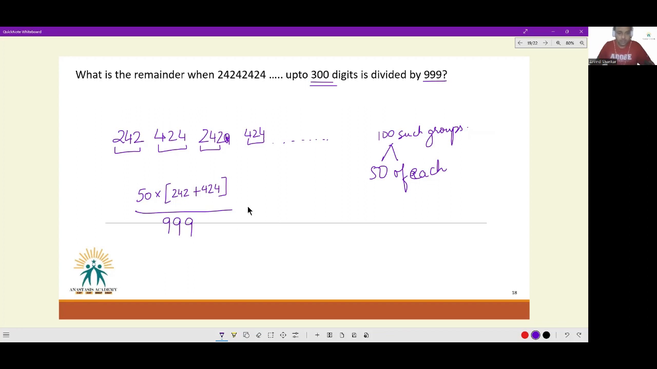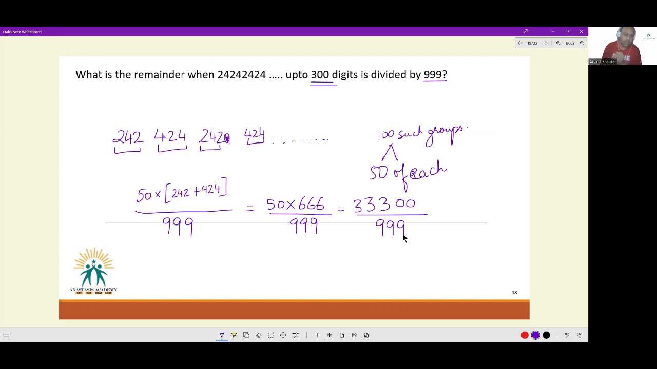And this has to be eventually divided by 999. If we add it up, we get 50 into 666 by 999. Now 666 into 50 is as good as 33300 by 999. So 33300 divided by 999.